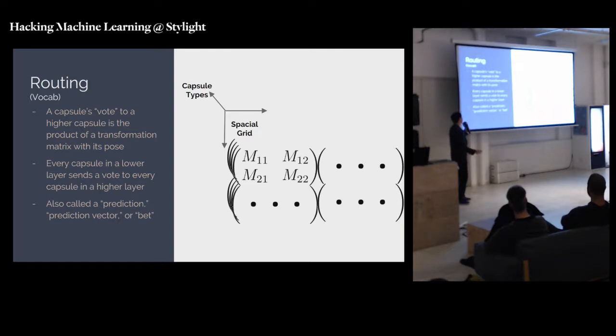Okay, and once again with some vocab, the vote has also been called a prediction, or a prediction vector, or a bet, because capsule researchers like to personify their capsules a lot. That's why you hear a lot of language like the capsule prefers to send its information to higher level capsules that will agree with it or have a higher activation when combined with what other lower level capsules were sending it.